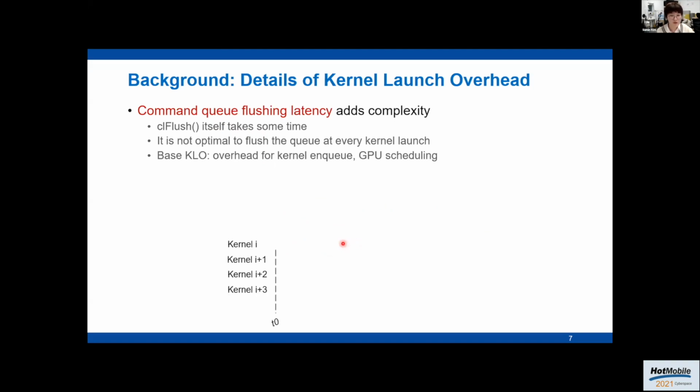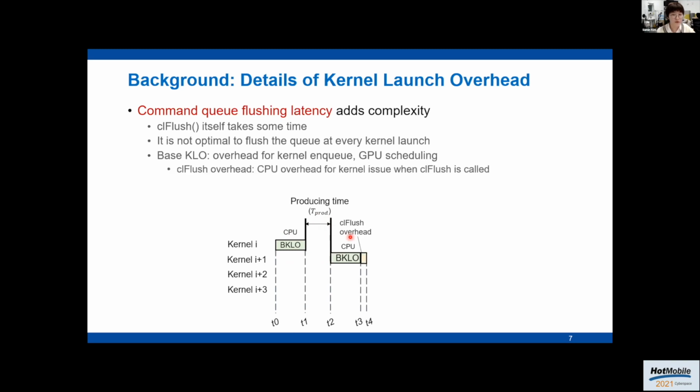Let me explain this with an example. When a kernel i is launched at T0, there is some in-queue overhead, which we denote by base CLO. Then the host advances to T2, preparing the next kernel launch. After launching kernel i+1 at T2, the host calls cl flush at T3.